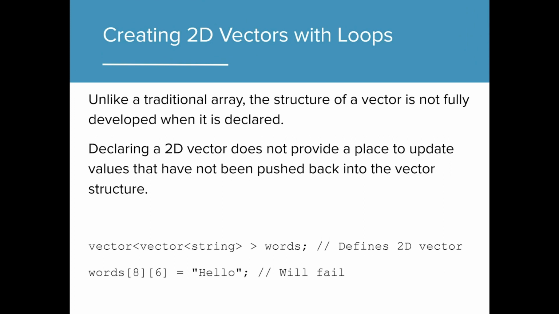You can create a 2D vector using default values with nested curly brackets. However, while this option may work for small grids, an automated process is critical for creating larger grids. To do this, we use loops. However, the structure of a vector is not fully developed when it is declared. Declaring a 2D vector does not provide a place to update values that have not been pushed back into the vector structure. In the example below, the code will fail since the word grid does not yet have a row 8 or a column 6.